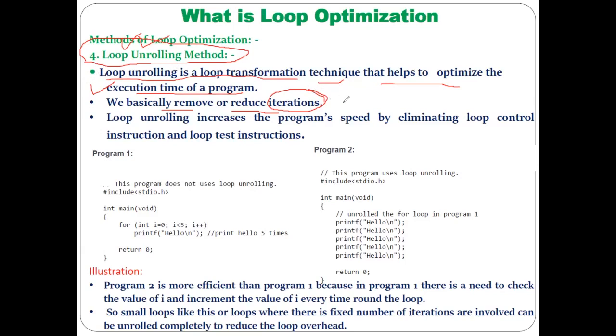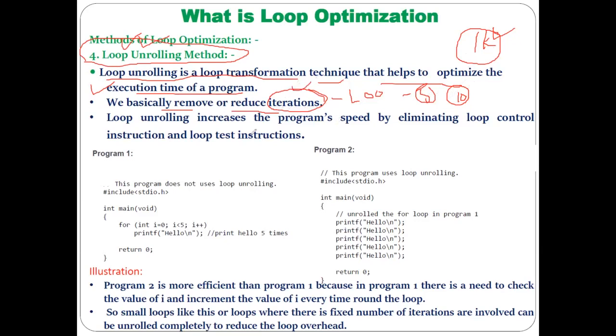One more important thing you should keep in mind. Loop unrolling can be done if you know exactly that the number of iterations is going to be very small, 5 or maximum up to 10. Then the compiler applies loop unrolling. But if the number of iterations is going to be 1000, then loop unrolling is not recommended. It is not a good technique if you have 100 or 1000 iterations. If you have a small number of iterations, then loop unrolling, that is removing or reducing the iterations, can be applied.